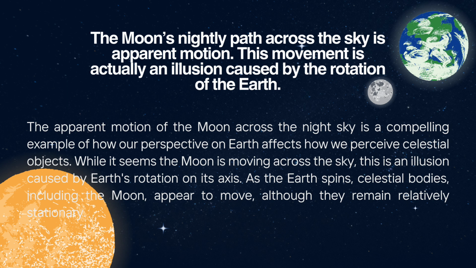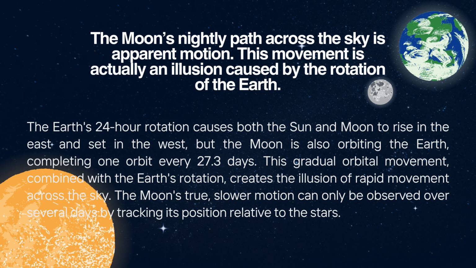The apparent motion of the moon across the night sky is a compelling example of how our perspective on Earth affects how we perceive celestial objects. While it seems that the moon is moving across the sky, this is an illusion caused by the Earth's rotation on its axis. As the Earth spins, celestial bodies, including the moon, appear to move, although they remain relatively stationary.